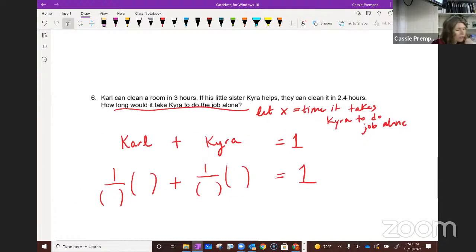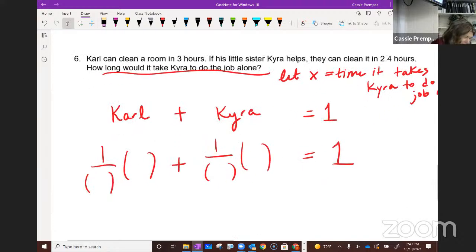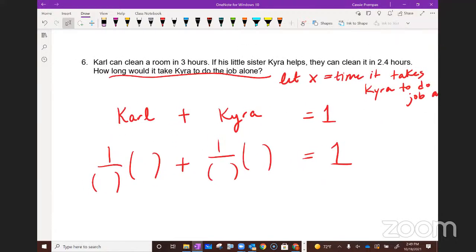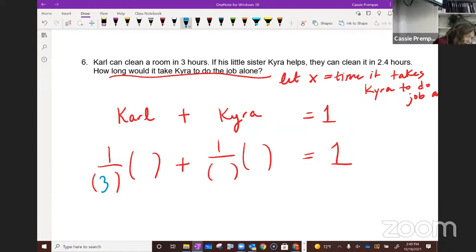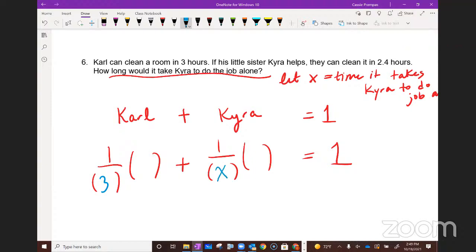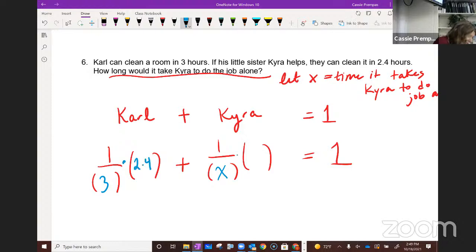All right, turn to your partner, and this time the person with the cheapest Starbucks drink order. You share what you think would go in these parentheses. Michaela, did you know what would go in the parentheses? Would it be 3 in the first one? Nice. And then would it be X in the second one? Awesome. And then what would go for their time worked? Would it be 2.4? Awesome. Nice job. Well done, Michaela.